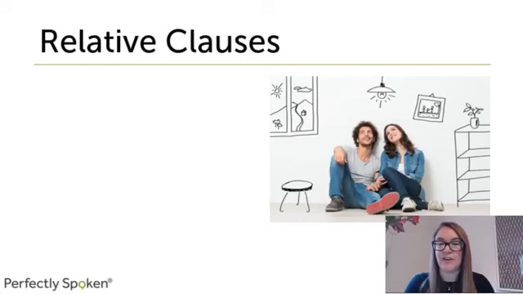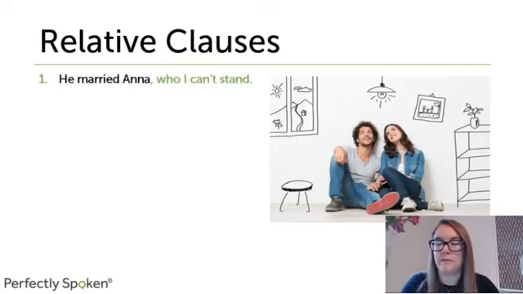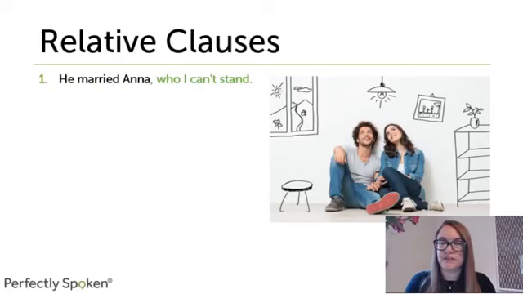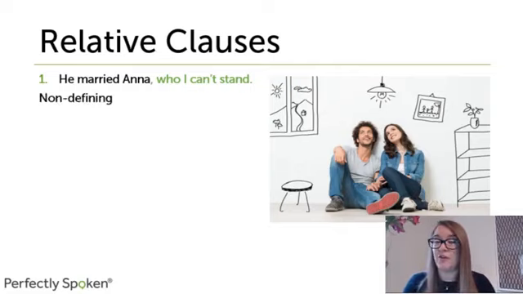Okay, I think we ought to practice a little bit. Let's have a look at some examples here. So let's look at sentence number 1. He married Anna, who I can't stand. Remember, if you can't stand someone, what does it mean? It means you really don't like them, or it. I can't stand smoking means I really don't like smoking. So sentence number 1, he married Anna, the extra information, who I can't stand. So this is a non-defining clause.